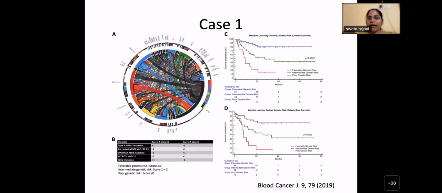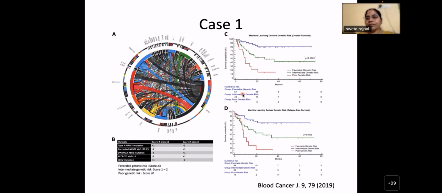This is a publication from our lab where we have seen that according to risk scoring, different patients behave differently. So that is why it is important to identify other co-occurring mutations in these NPM1 mutated AML. So why was it important? Why was molecular testing important in this case per se? Clinically, what difference did it make?